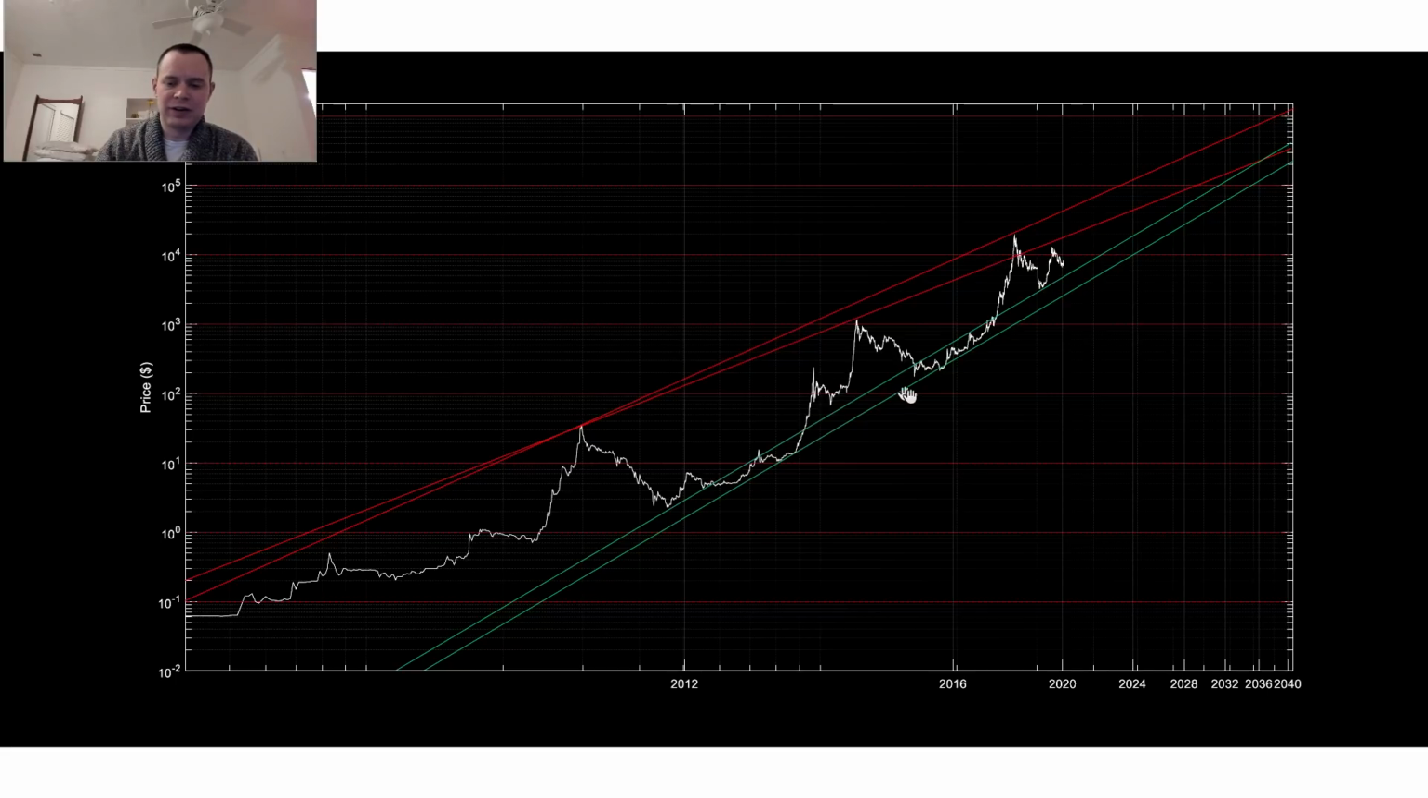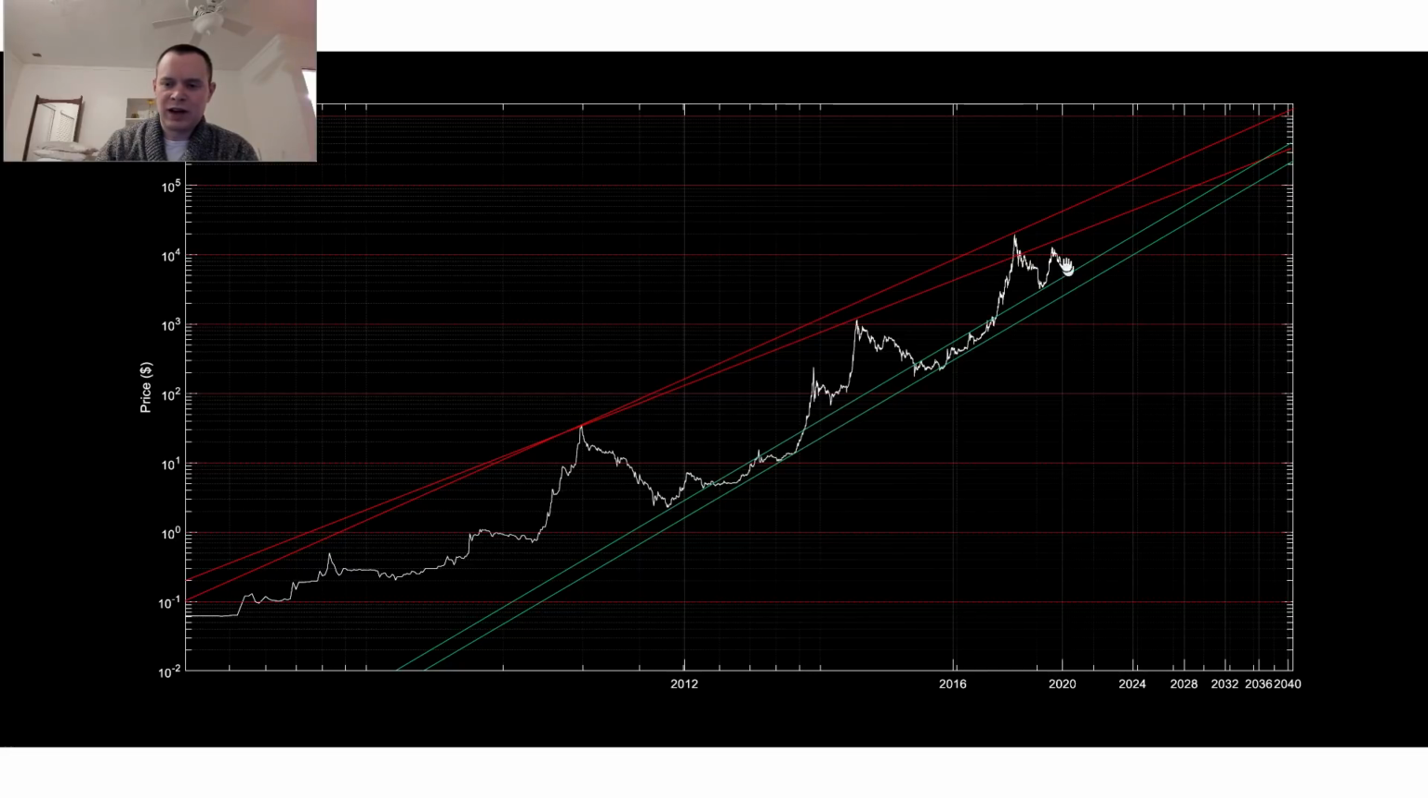I also think it's very interesting that on a log scale this band here is resistance here, it's resistance here, and then it's support here. So it begs the question: are we going to come down into this region because we came down into it in this cycle, and we came down into it in this cycle? Are we going to come down into this region here?